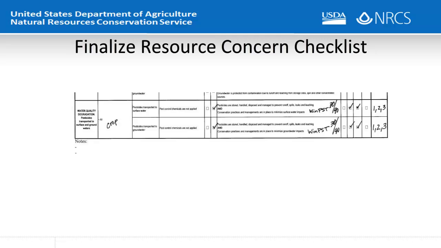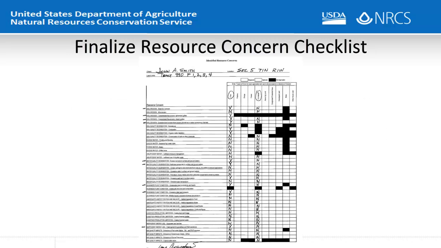Let's document the assessment on our resource concern checklist. The assessment question for the water quality degradation, pesticides transported to surface and groundwaters concern, conservation practices and managements are in place to minimize surface water and groundwater impacts, is false, and the concern is present. We check the false box and the resource concern box and document the fields where the concern occurs, and document the current points compared to the needed points.